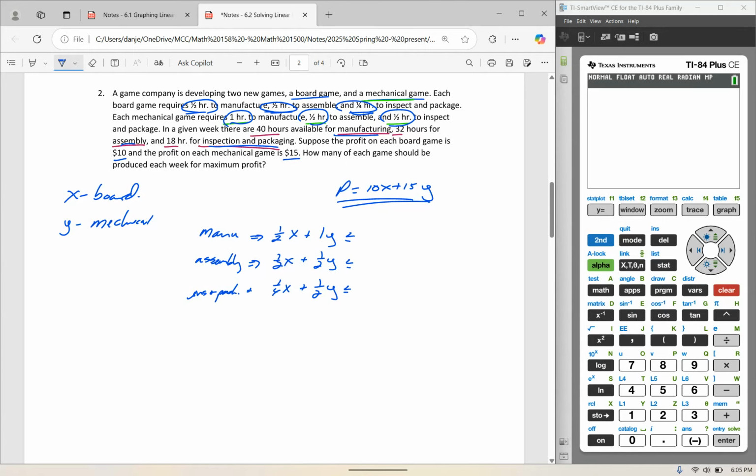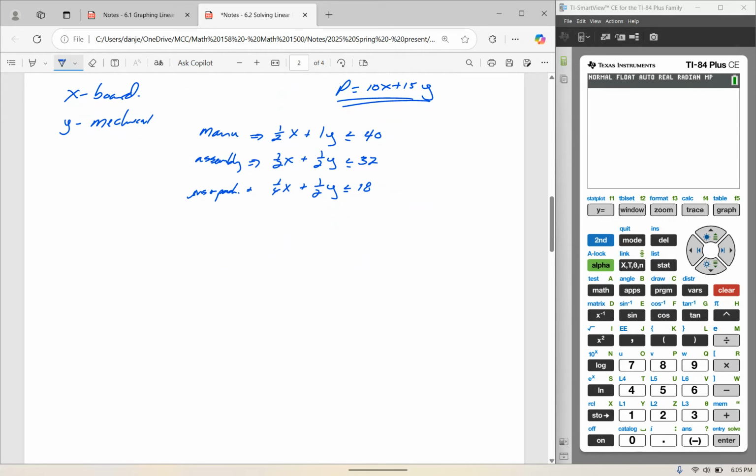I'm going to have less than or equal to, because notice for manufacturing, there are 40 hours. I may not use all 40 hours available from each of my employees. We have up to 32 hours available for assembly, and up to 18 hours available for inspection and packaging. Also, X has got to be greater than or equal to 0. Y has got to be greater than or equal to 0 because I cannot make fewer than 0 games.